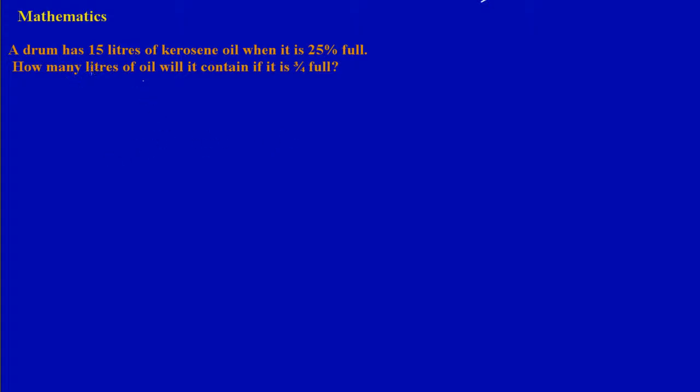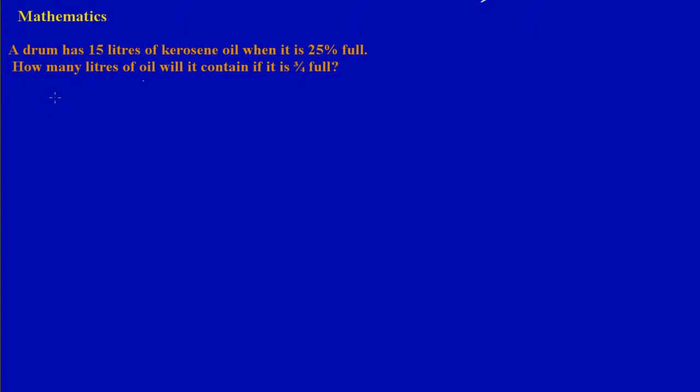Good. Now, if a drum has 15 liters of kerosene oil when it is 25% full, and we should find out how many liters of oil it will contain if it is 3/4 full, then this is pretty easy. They have given me a percentage here, but for the question they gave me a fraction. By intuition, I'm just going to work with like terms, so I'm going to convert my percentage to a fraction to match fraction with fraction.